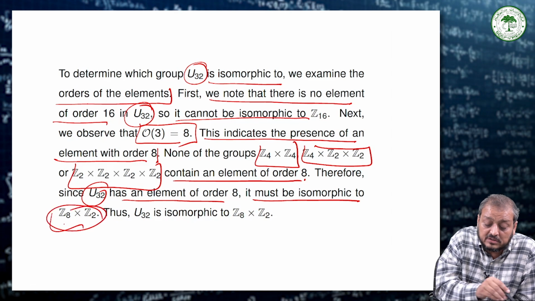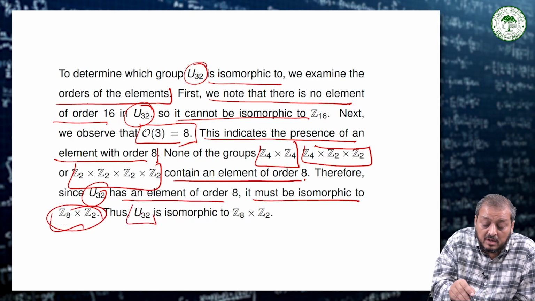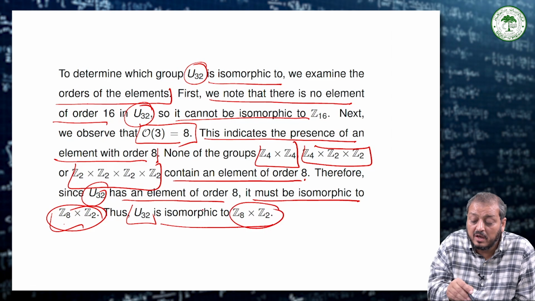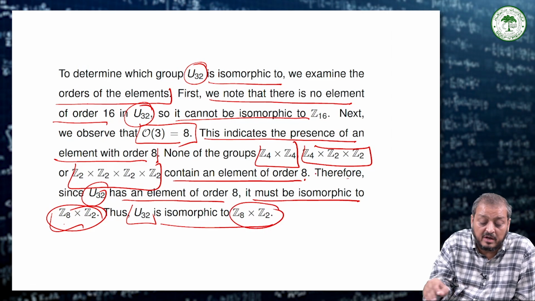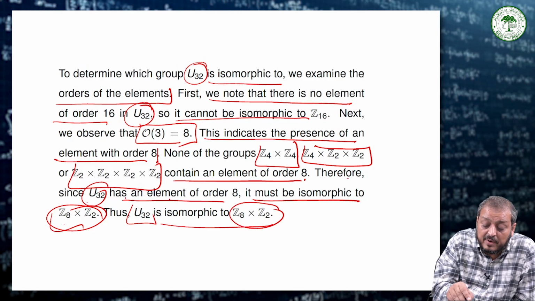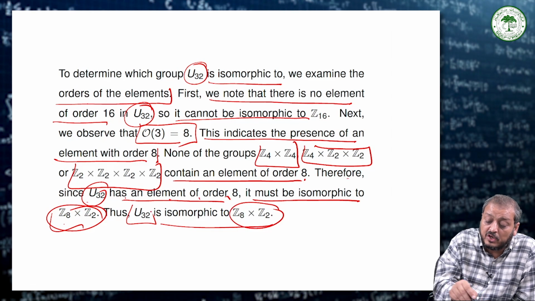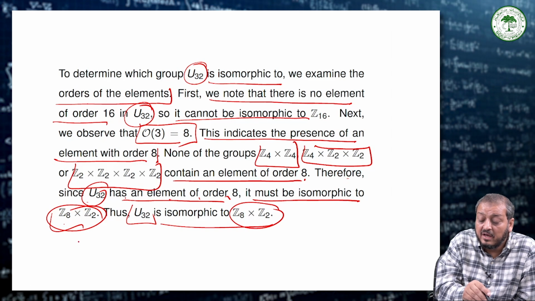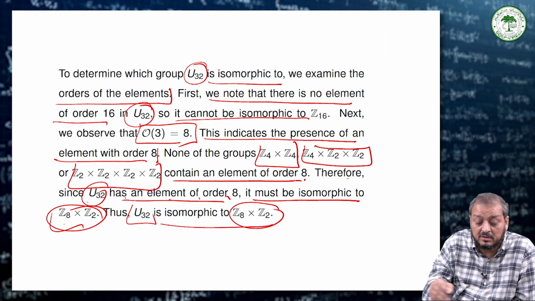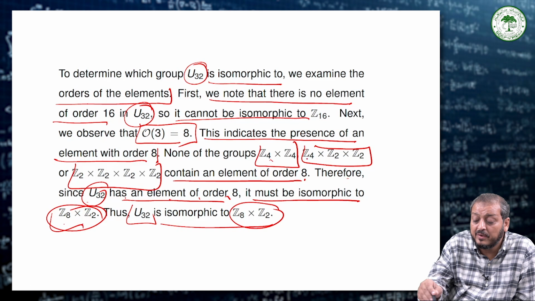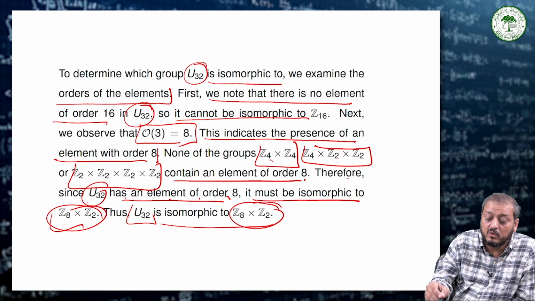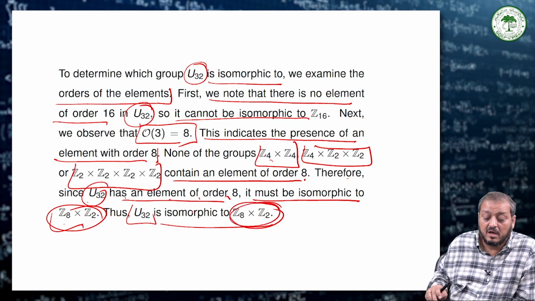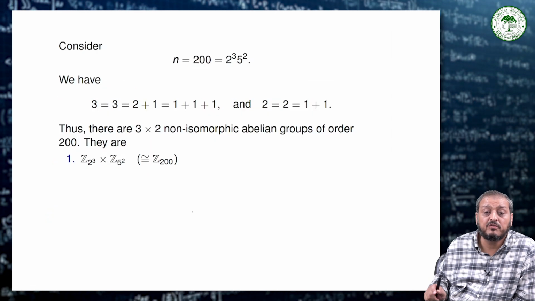So, U32 is isomorphic to Z8 cross Z2. Since it contains an element of order 8, it must be isomorphic to Z8 and Z2, and this can be written in that form. So, U32 is isomorphic to Z8 cross Z2.